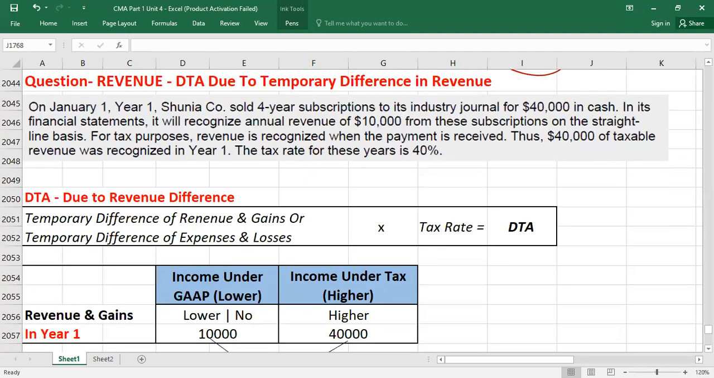We have a question here. Forget about everything, just look at the question and apply the logic. They are saying on January 1, year 1. This is year 1, the current year, and I'll do the calculation for the current year. This is income under GAAP. This is income under tax. Now, they're saying S company sold a 4-year subscription to an industry journal for how much? 40,000 in cash. In its financial statement, you sold a subscription, which means it's revenue for you, right? You sold it now, it's revenue. They're saying you sold it for cash, 40,000. Okay, tax and accounting, what will you do?